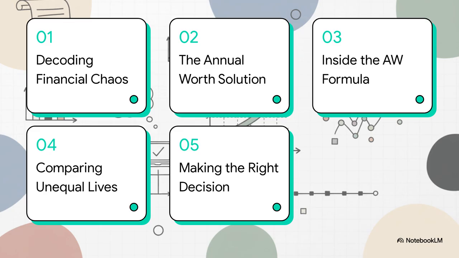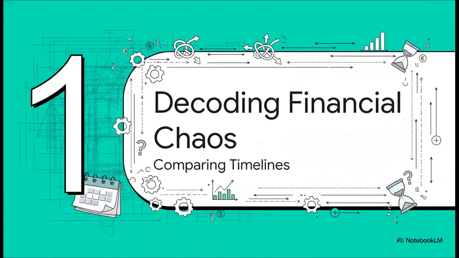So here's the game plan. We'll start by looking at a super common problem, and then I'll introduce the annual worth method as the solution. After that, we'll peek under the hood at its formula, see what its biggest advantage is, and then wrap up by showing you how to actually use it to make some really smart decisions. All right, let's get right into it.